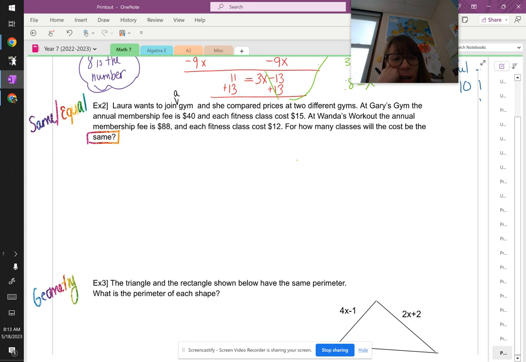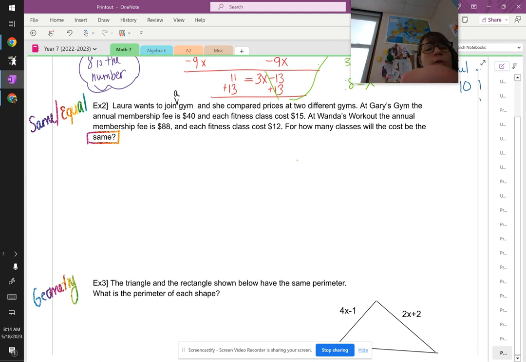At Gary's gym, the annual membership fee is $40 and each fitness class costs $15. At Wanda's workout, the annual membership fee is $88 and each fitness class costs $12. For how many classes will the cost be the same?